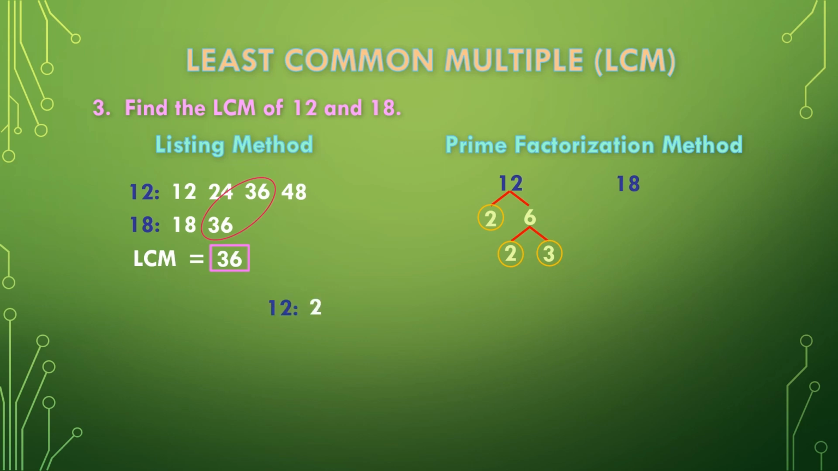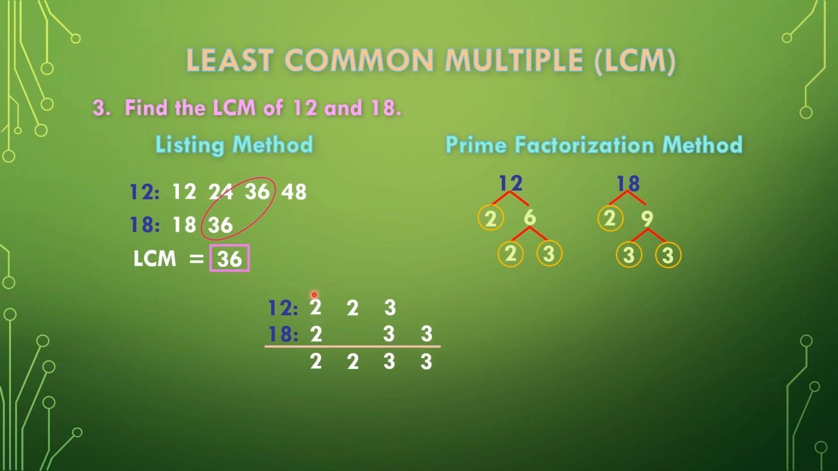Let's now list down all the prime factors of 12. Let's proceed to 18. 2 times 9 is equal to 18. 2 is prime, so let's encircle 2. Next, let's factor 9. So 3 times 3 is equal to 9. 3 is prime, so let's encircle them. Let's list down the prime factors of 18: 2, 3, and 3. Let's now draw a horizontal line, and then let's bring down the prime factors.